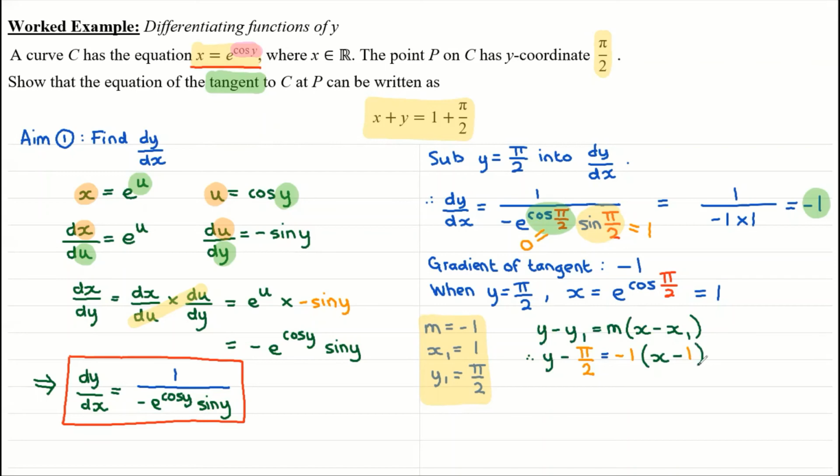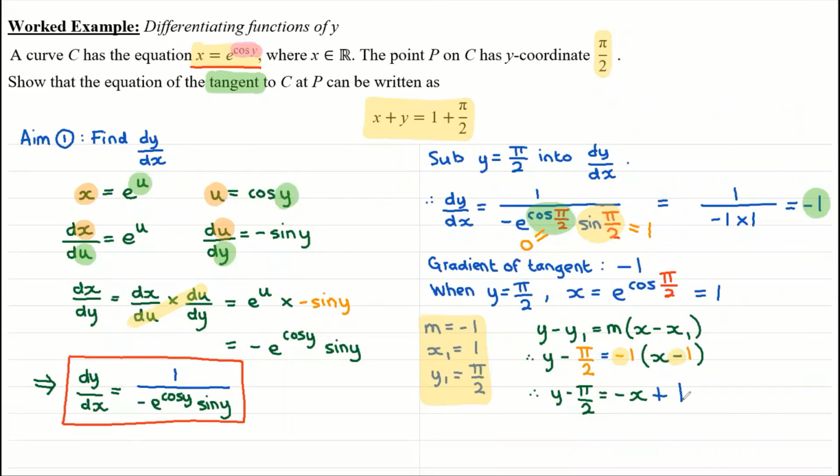Now, we just have to hopefully make this look like the answer that's provided for us. It's a show that question. I've not really had my eye on that. I'm just trusting the mathematics. So let's rearrange this. We've got to expand the brackets and rearrange it. So we've got y subtract pi over 2 would be equal to, now if I expand the bracket, that's going to be negative x. And we have the double negative, so be very careful. We have the negative 1 and the negative 1 there, so that's going to be plus 1.